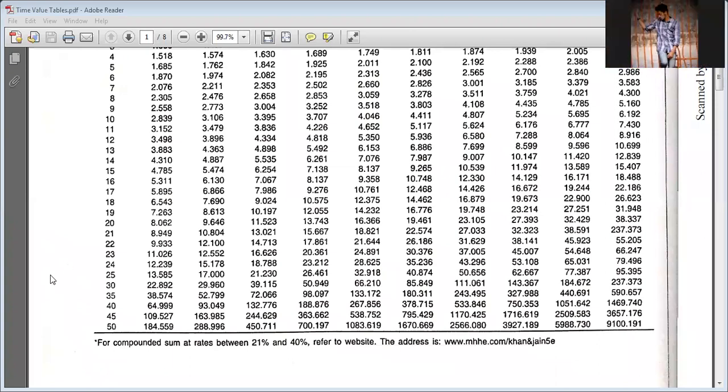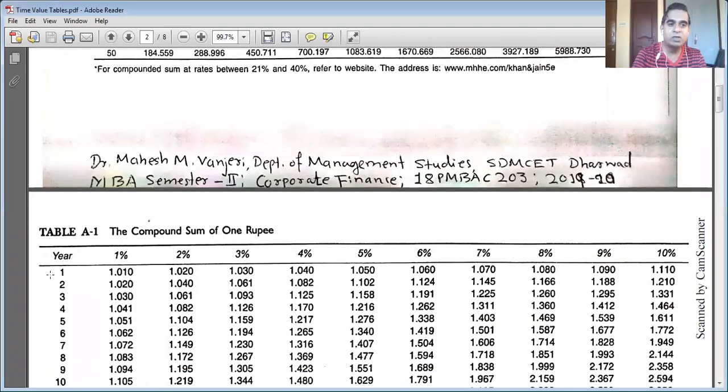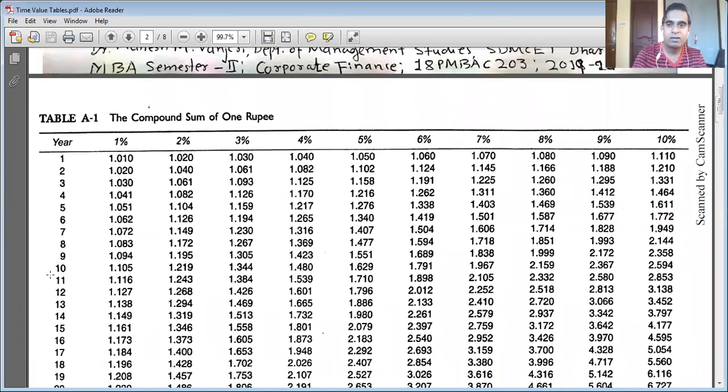Yes, sir. Okay, so we'll go to page 1. What is the rate of interest in the problem? 8%. Okay, so 8% is the rate of interest. And what is the period of deposit? 5 years. So I'll find out the corresponding value: 8% column, 5th year row, 1st year, 2nd year, 3rd year, 4th year, and 5th year. So what is this value you can see?